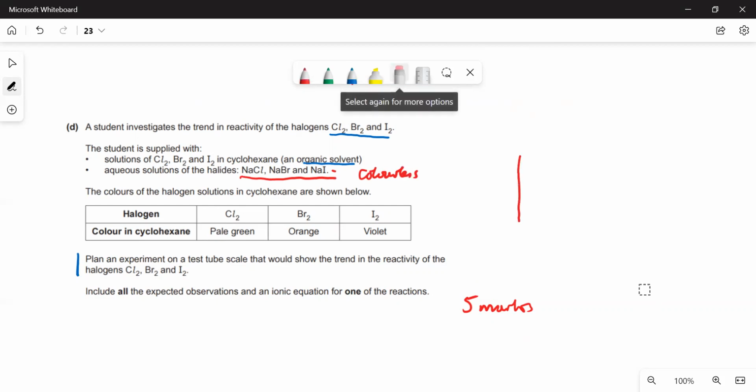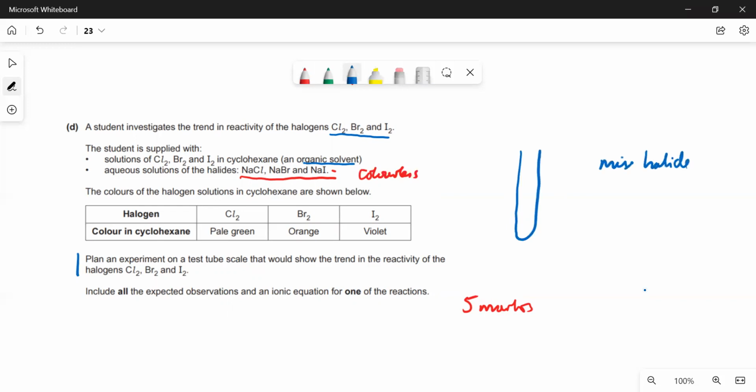We're going to mix the halide with a halogen. Now we're going to shake it. Cyclohexane will not mix with water, and the cyclohexane is less dense, so that will float on the top. So this bottom half is always going to be colorless, and then the top half can be different colors. If you've got chlorine in there, it's going to be pale green. If it's bromine, it's going to be orange, and if it's iodine, it's going to be violet. So you can tell which halogen is there. That's what we're going to do.